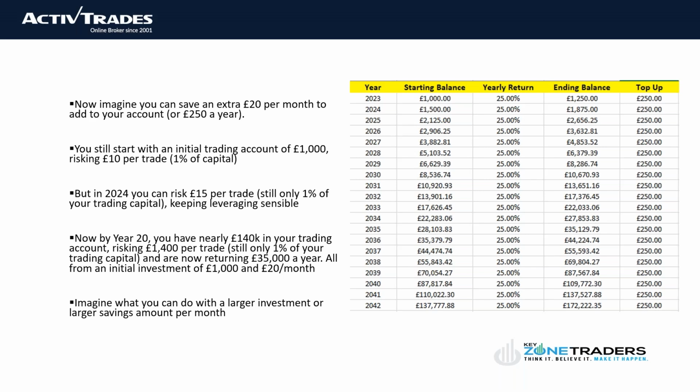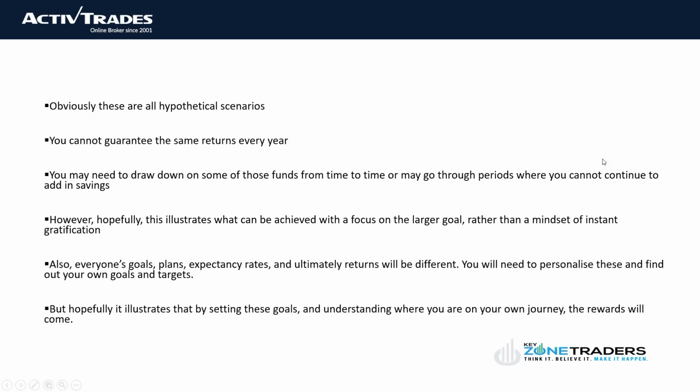Right, before we move on, actually, one more slide on compounding. So obviously, these are all hypothetical scenarios. You cannot guarantee the same returns each year. It's not a case of, right, okay, we are going to make 25% a year, we are going to make 5% a month. You need to work out what your average is and then put that in. And obviously, that's going to fluctuate, but it's going to give you that guideline.